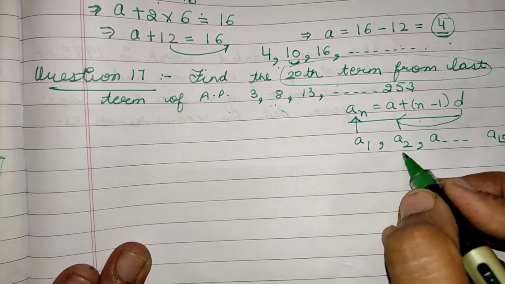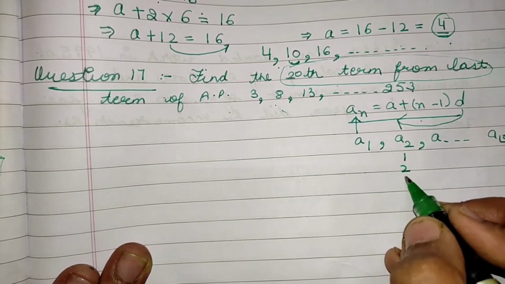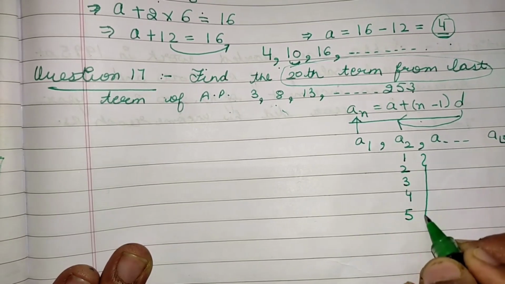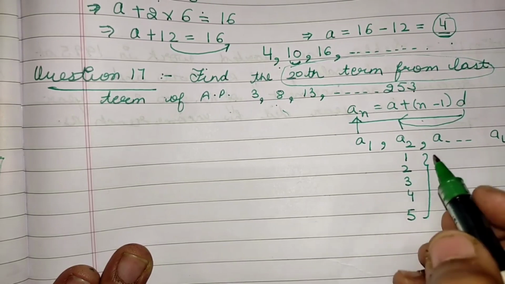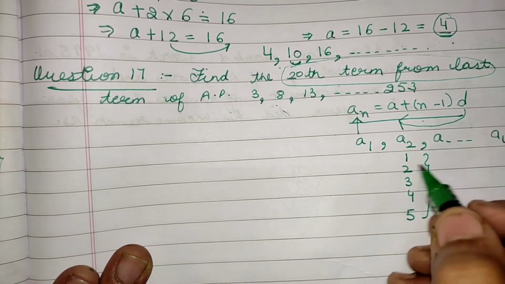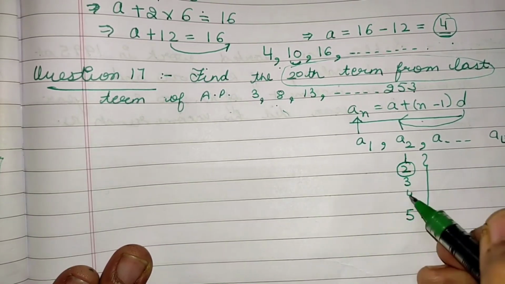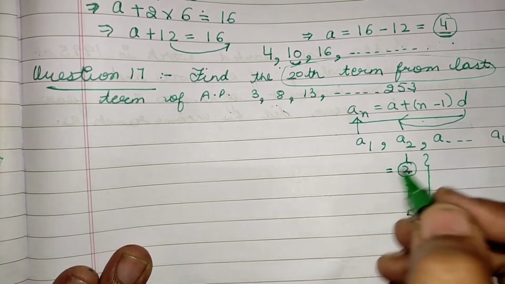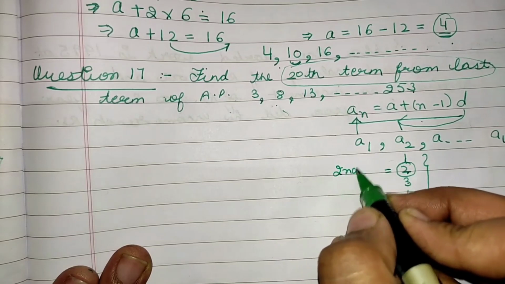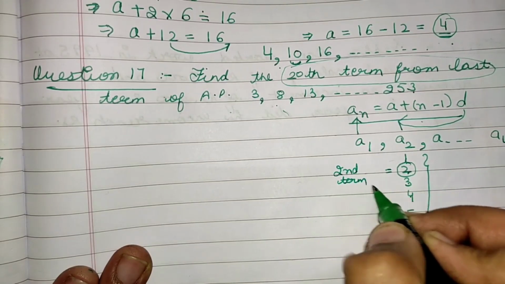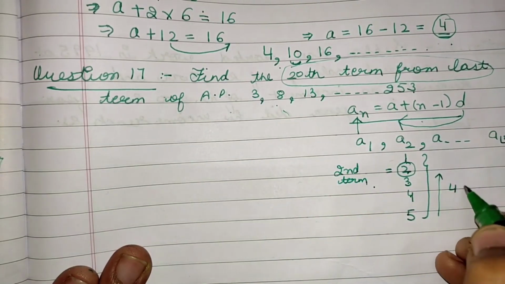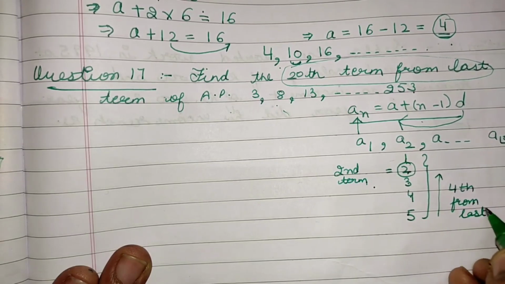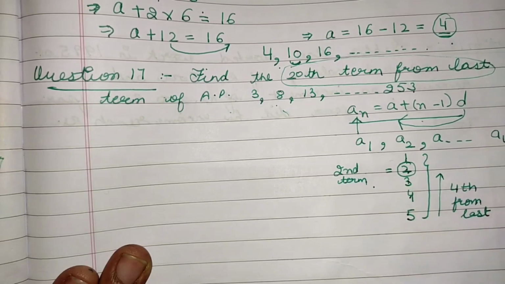Right? I have explained this example also in my previous video. Suppose I have 5 terms in the AP, and it is given that 1, 2, 3 and 4. This is my second term from the beginning and 4th term from the last, right? 4th term from the last, 1, 2, 3 and 4.